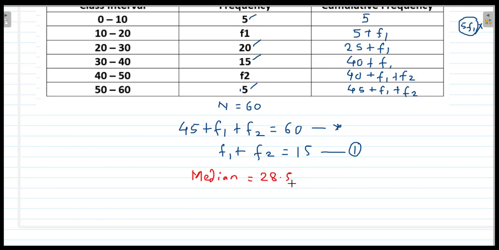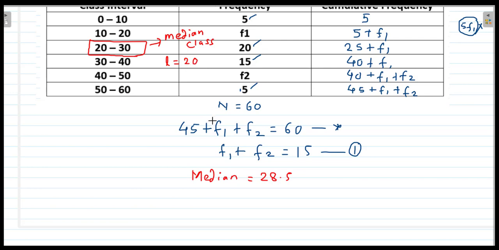Since this 28.5 lies between 20 and 30, this median lies between 20 and 30, so our median class will be 20 to 30. So our median class is 20 to 30, and this is the upper term and this is the lower term. This lower term is denoted by L, and that is 20.